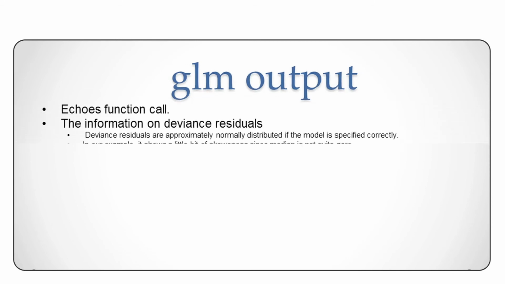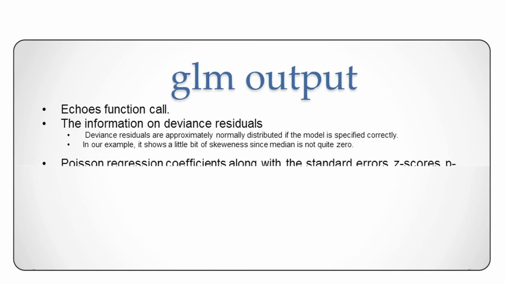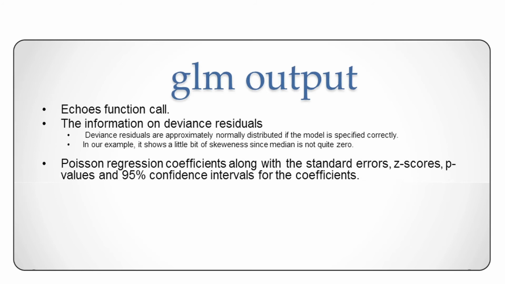So once more, a summary of the GLM output. At first, it echoes the function call. It gives information on the deviance residuals. Now note that the deviance residuals are approximately normally distributed if the model is specified correctly. So here it appears to be reasonably normal, but shows a little bit of skewness since the median is not exactly equal to 0.